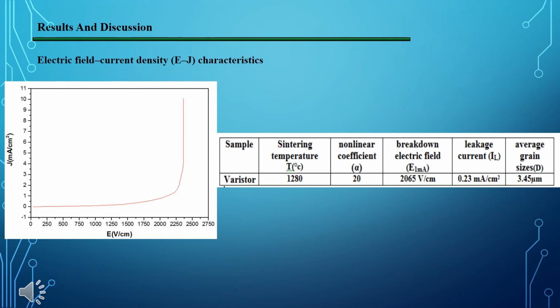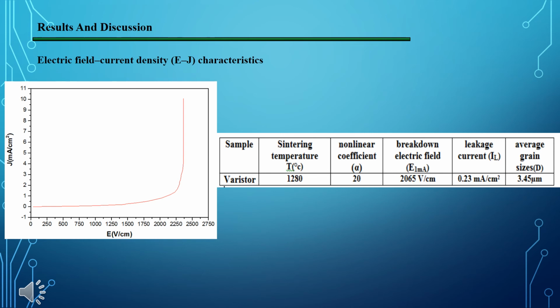This figure shows the electrical field-current density, E-J, characteristics of the ZnO varistor. The varistor properties are characterized by non-ohmicity in the E-J characteristics. It's clearly shown that the conduction characteristic is divided into two regions, which are of a very high impedance before breakdown at a low field and very low impedance after breakdown at high field.